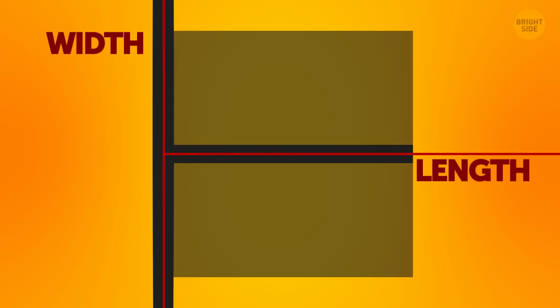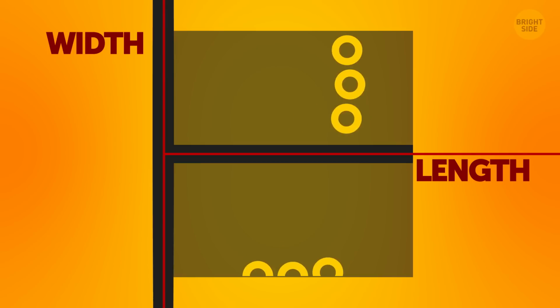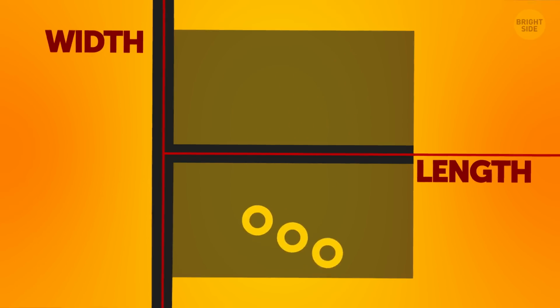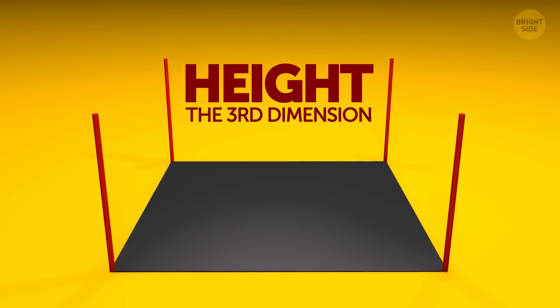So now we'll add another line perpendicular to the one we have. We get a flat surface with a length and width, like a piece of paper. The flat creatures that live in a 2D world can move left and right, and now forward and backward. To turn this flat paper world into one we're more familiar with, we draw parallel lines from each corner of the square. Now we get height, the third dimension.